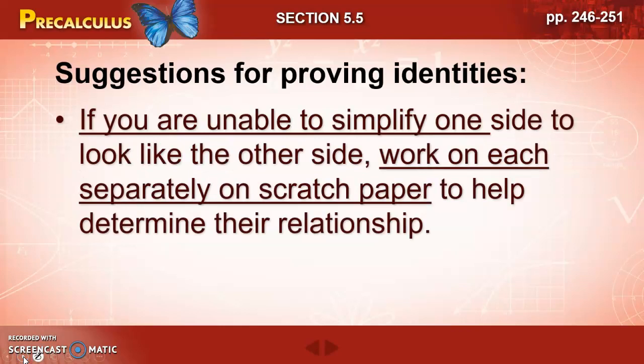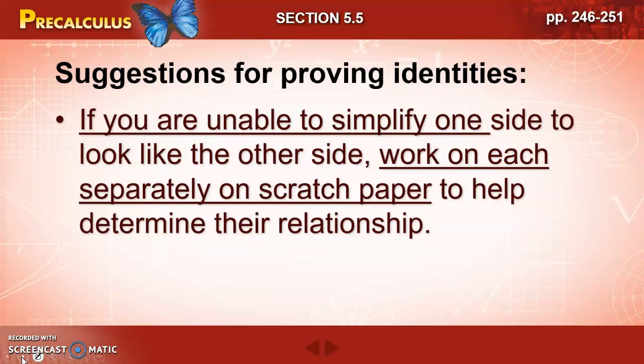If we're unable to simplify one side to look like the other side, we may have to work on each side separately on scratch paper to see if there's a relationship between the two. Start from the bottom and work our way up, start from the top and work our way down, see if we can find some kind of connection. If you've ever played the game Six Degrees of Separation, it's this idea that every person in the world is only six relationships away from everybody else in the world. I might know this person who knows this person who knows this person, so that we can all be connected in six degrees or less.